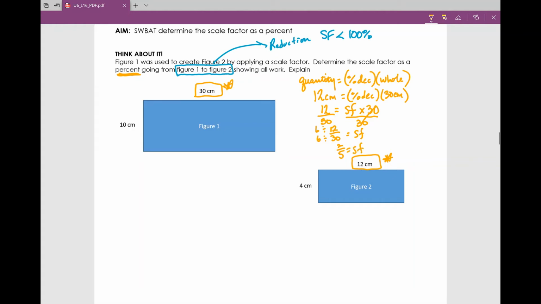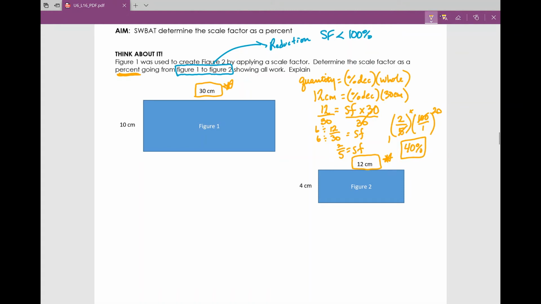Does that answer the question, though? It says determine the scale factor as a percent. So how do I turn 2 over 5 into a percentage? We know a percentage is out of 100, so we could just take this scale factor and multiply it by 100. And when I cross simplify, I do 5 divided by 5 is 1. 100 divided by 5 is 20. Then multiply straight across, we have 20 times 2 is 40. 40 over 1, that's 40%.